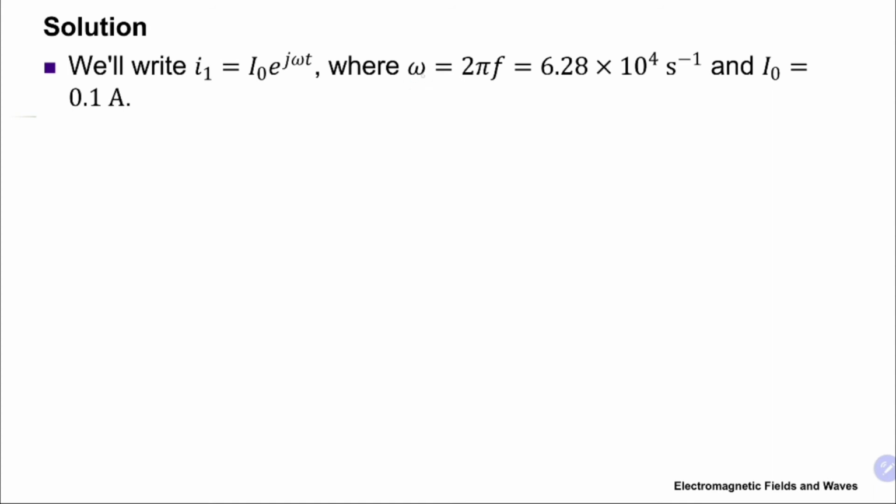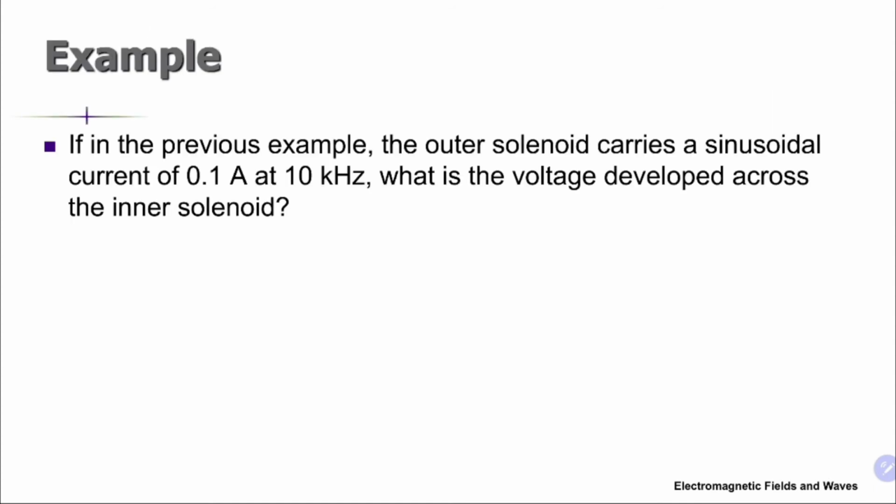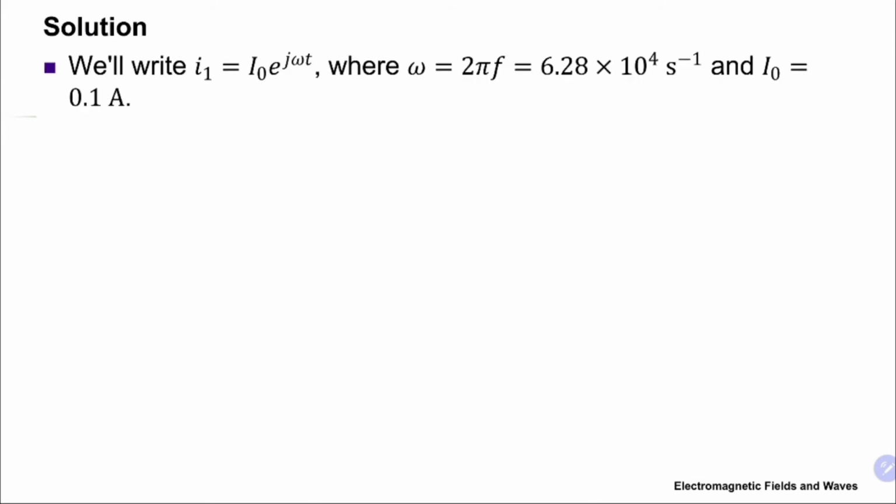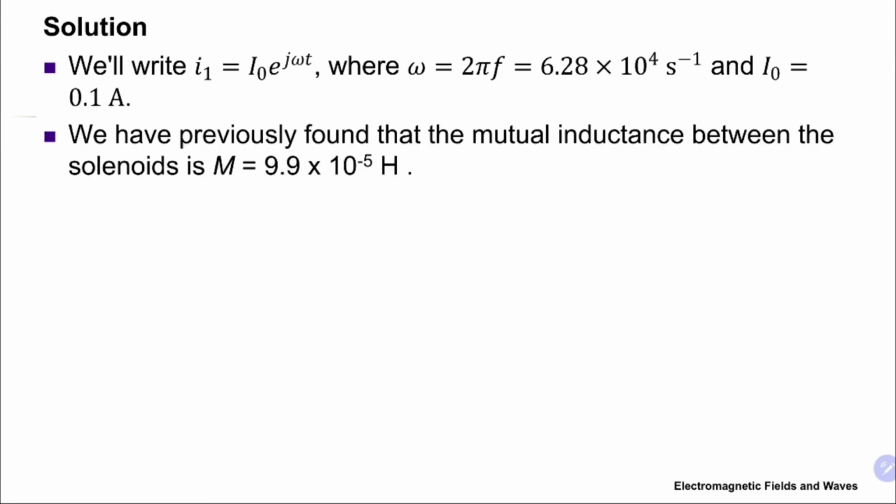We know that omega equals 2 pi f, and she has given the frequency as 10 kilohertz. This is f, and you can work out omega equals 2 pi f. I naught is given as 0.1 ampere, and the mutual inductance in the previous example is 99 microhenry.